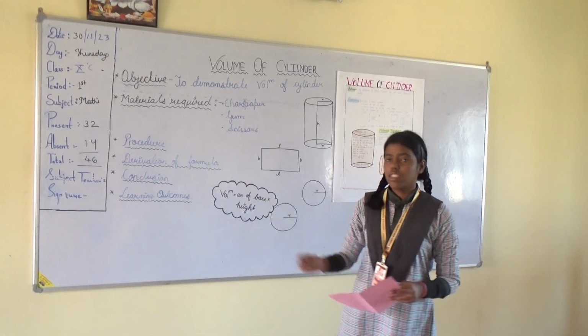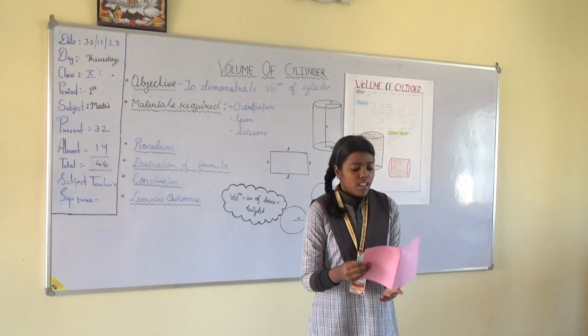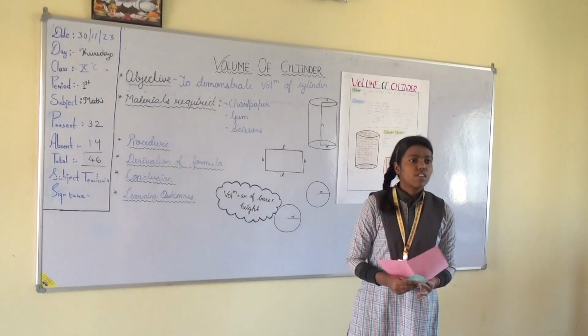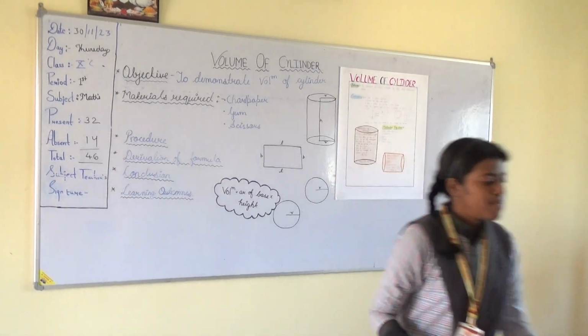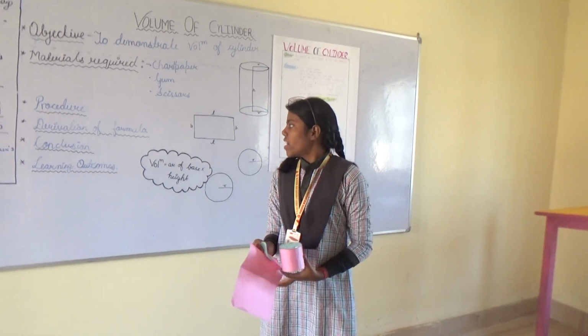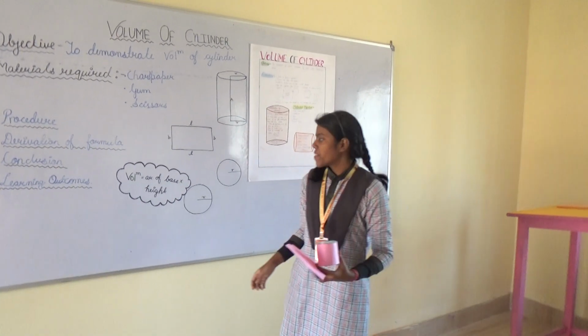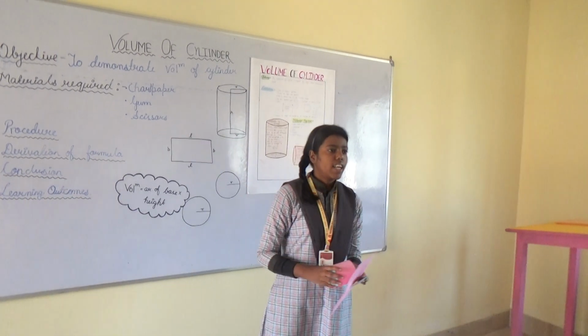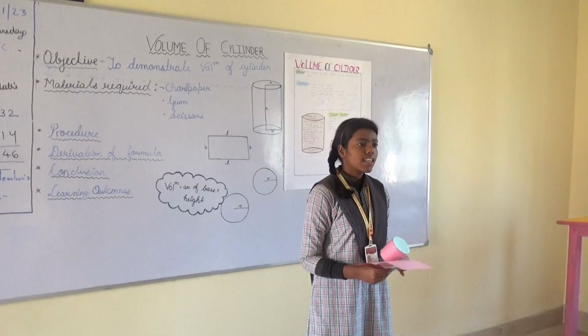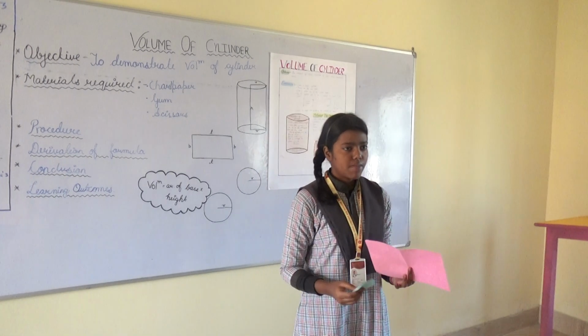Now, the derivation is that we know that volume is equal to area of base into height, and we also know that the base is in the form of a circle. Now, the area of a circle is pi r square. When we multiply pi r square by h, the product will be pi r square h, and hence it is the required formula for the volume of a cylinder.